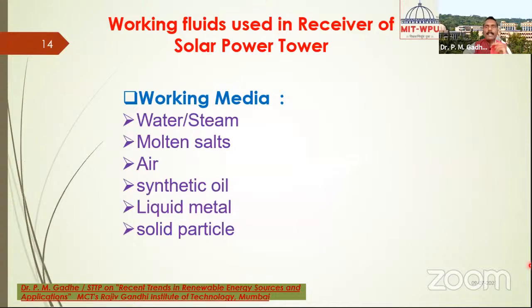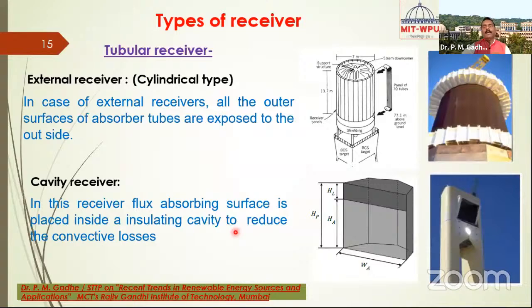Now the working media used in the receiver is either water and steam, that is converting water into steam, or molten salt, as I showed you in the plant. Then we can use air as the working media, or synthetic oil. The working media may be liquid metal, or it may be solid particles. We'll see the receiver where you can see the media over there. So these are the types of the receiver.